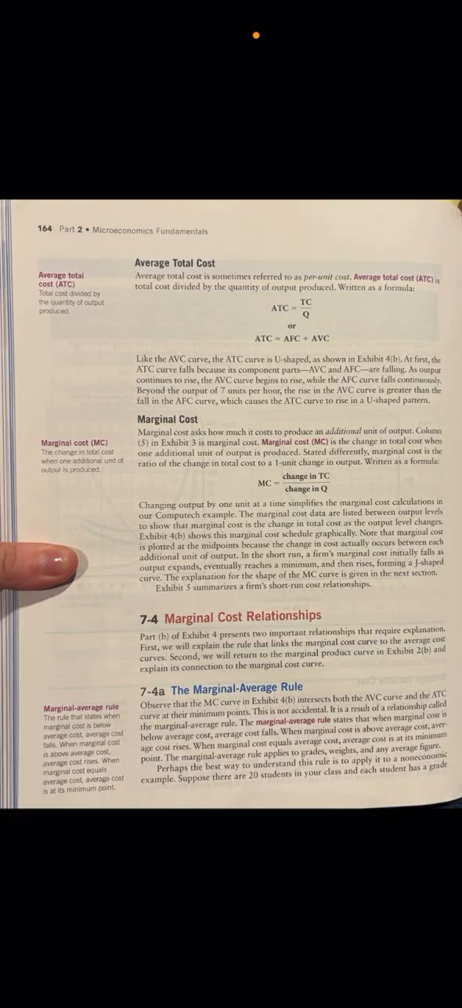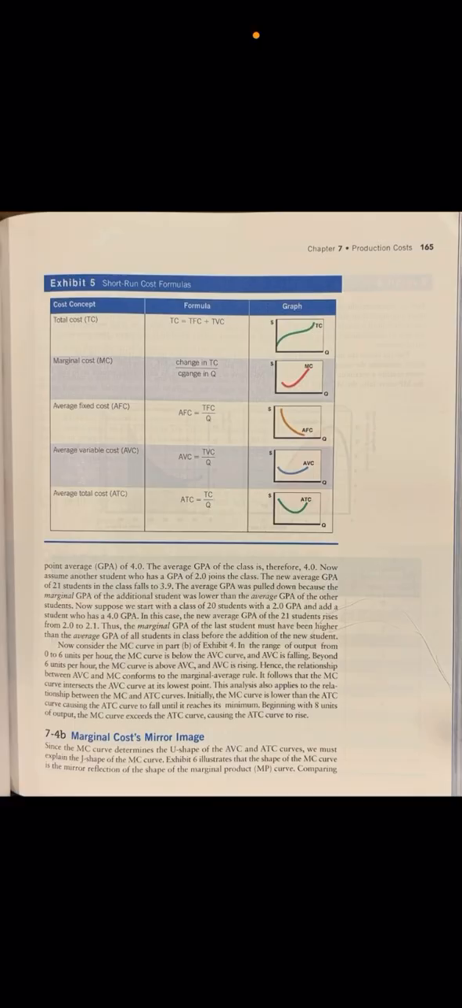Perhaps the best way to understand this rule is to apply it to a non-economic example. Suppose there are 20 students in a class, and each student has a grade point average, GPA, of 4.0. The average GPA for the class, therefore, is 4.0. Now assume another student with a GPA of 2 joins the class. The new average GPA of the 21 students in the class falls to 3.9. The average GPA has been pulled down because the marginal GPA of the additional student was lower than the average GPA of the other students.